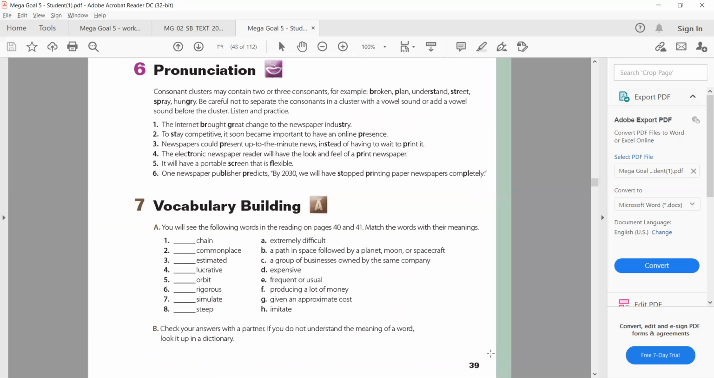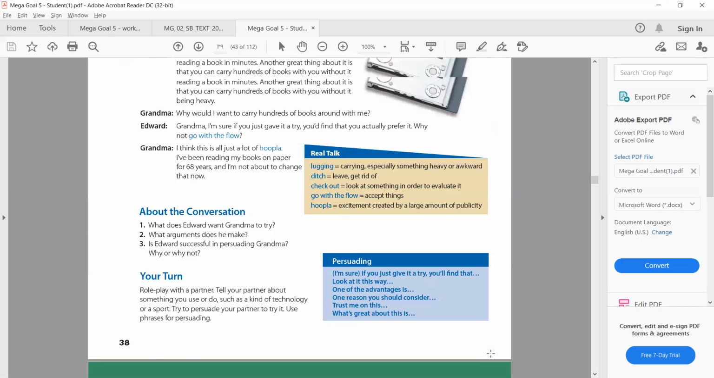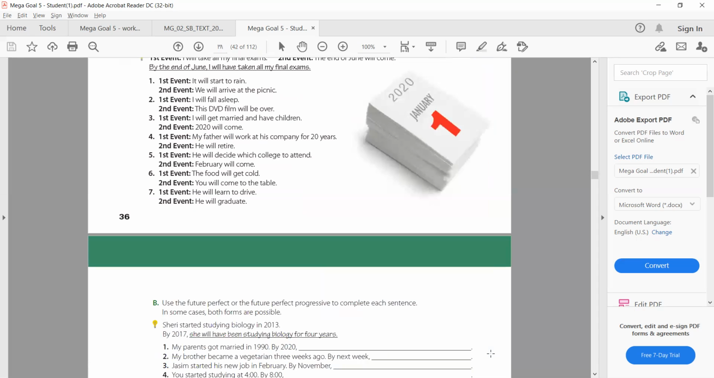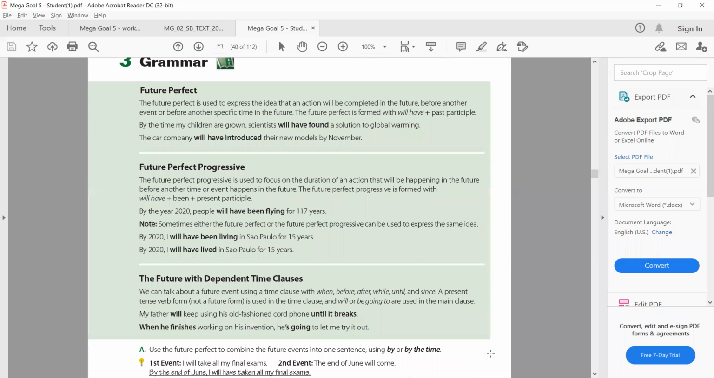Yes, here also we have vocabulary. And here after the conversation, the future perfect and future perfect progressive. Do you remember them, Thalys? Do you remember the timeline that we did? If you remember, I'm trying now to let you remember.